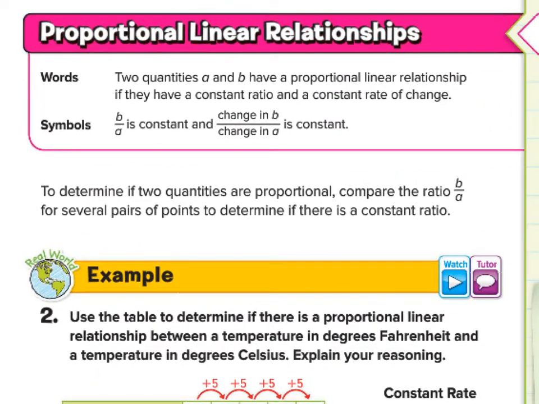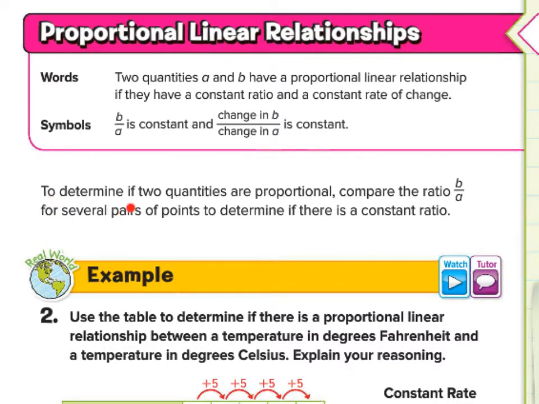Proportional linear relationships. Two quantities, A and B, have a proportional linear relationship if they have a constant ratio and a constant rate of change. Symbols: B over A is constant. The change in B over the change in A is constant, meaning the way this is changing and the way this is changing are both constant. So then we have a constant rate of change, which will be a linear relationship. It'll give us a straight line.